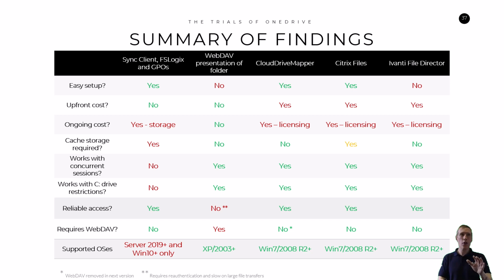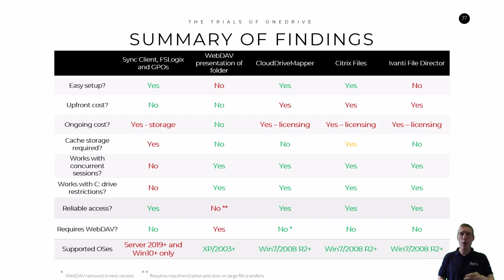So right, there's horses for courses in all of these. If you already have Citrix Files or Ivanti entitlements, then it would make sense to leverage their particular products. If you had to make it work on very old operating system versions, like 2003, then you're stuck with the WebDAV method, but hopefully there aren't too many of you out there, only about one. But if I had to make a choice, if I could afford the storage uplift and I was on the right OS version and I had no need for concurrent sessions and I had no need for the security block on the C drive, I'd go with the Microsoft recommended method, the sync client and FSLogix.